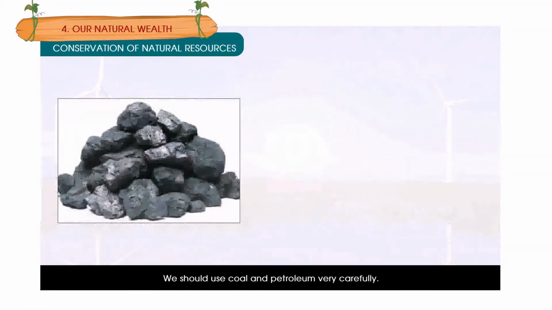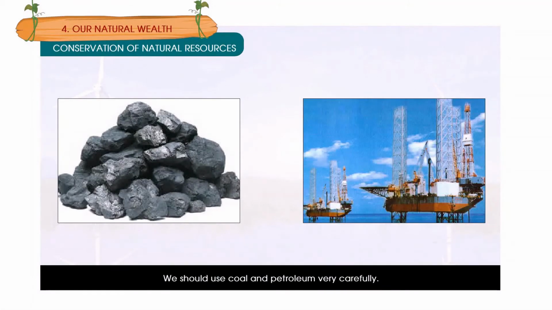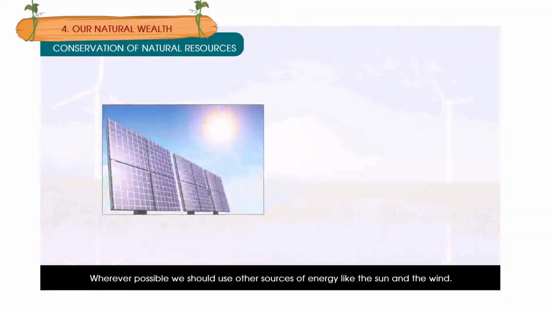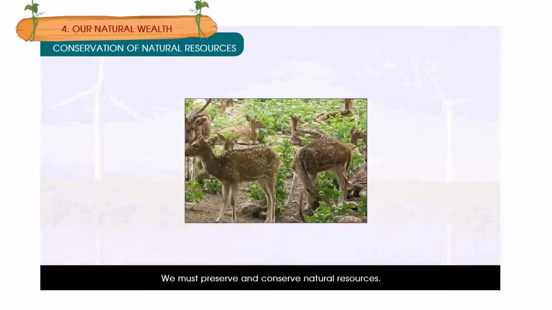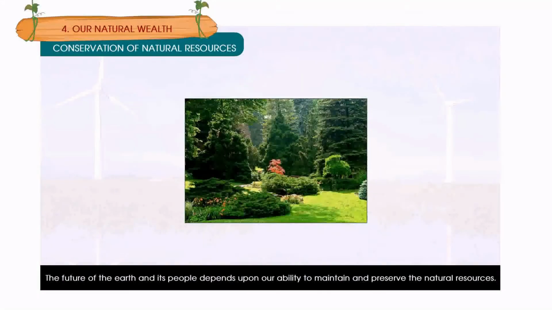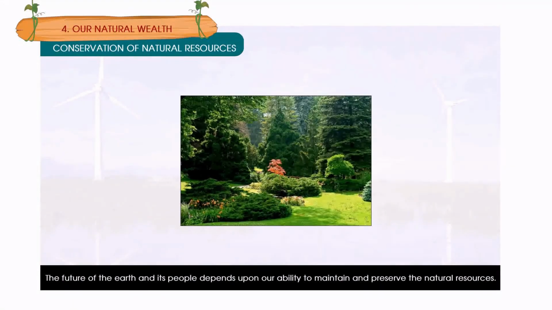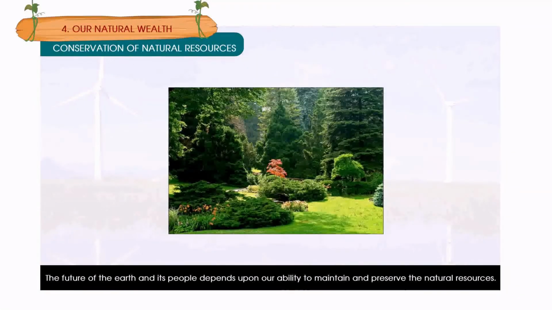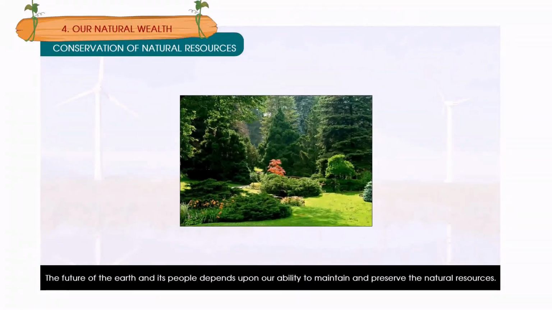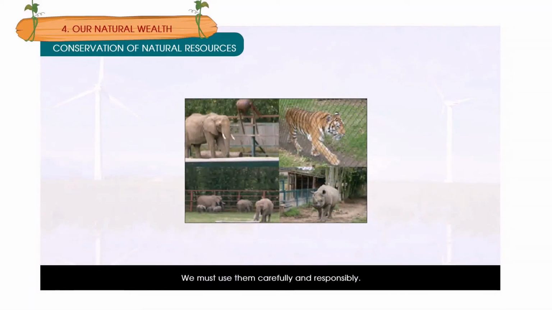We should use coal and petroleum very carefully. Wherever possible, we should use other resources of energy like the sun and the wind. We must preserve and conserve natural resources. The future of the earth and its people depends upon our ability to maintain and preserve the natural resources. We must use them carefully and responsibly.